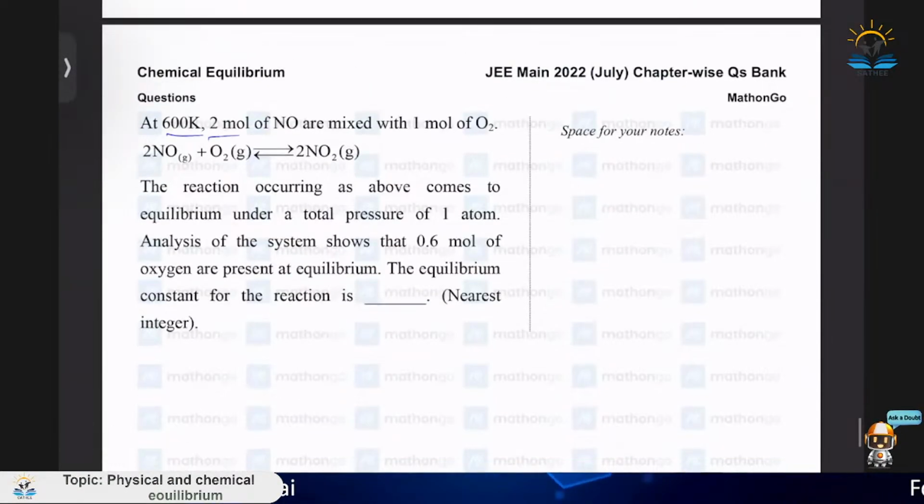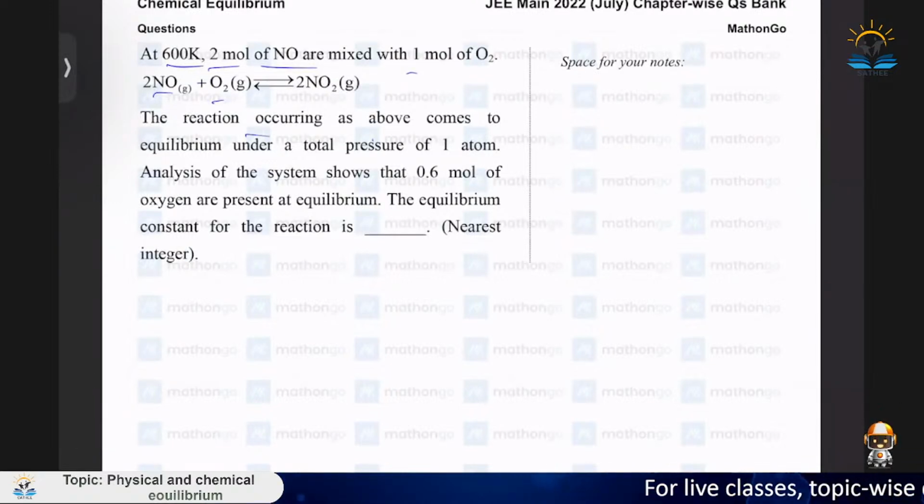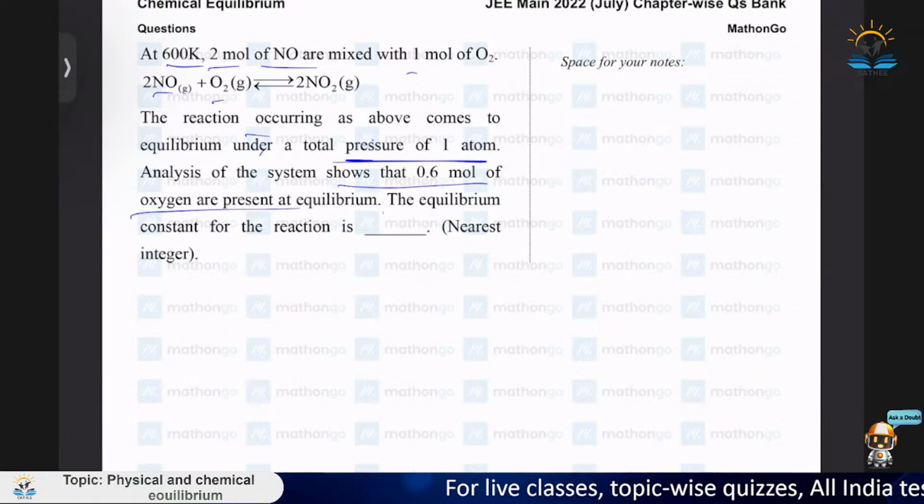Next, 600 Kelvin, 2 moles. 1 mole of oxygen has been mixed with 2 moles of NO at 600 Kelvin. The reaction comes to an equilibrium. Total pressure is 1 atm. Analysis shows that 0.6 of oxygen is present at equilibrium. So we just have to write the equation.